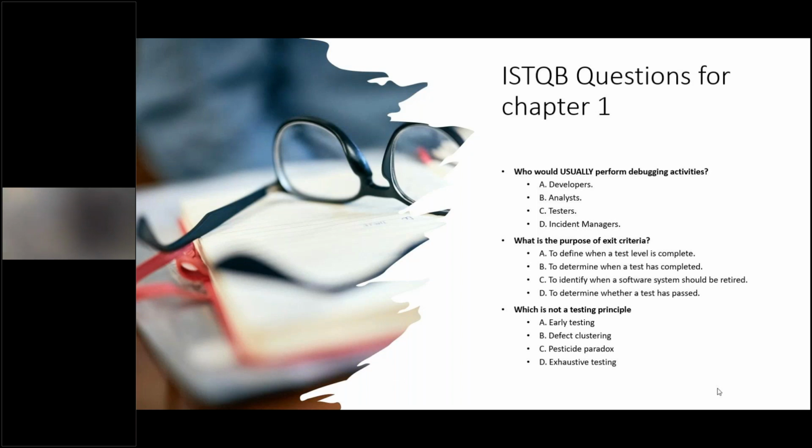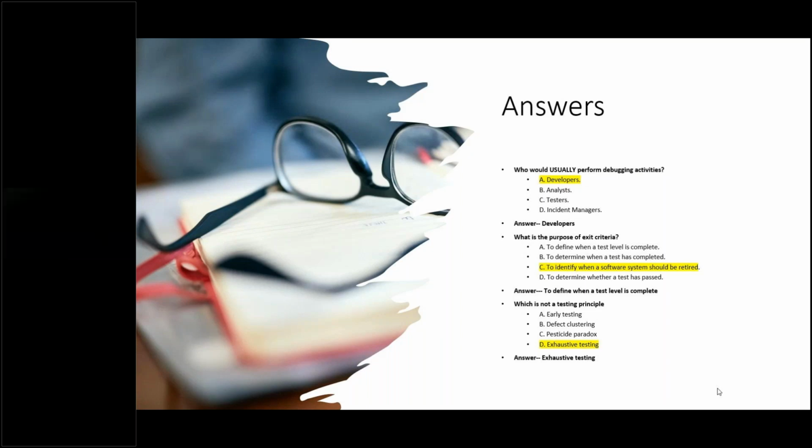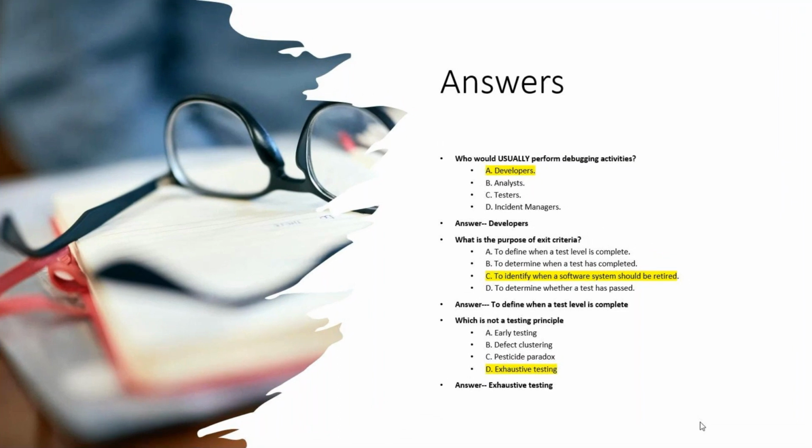Okay. So now we will see the answers. Who would usually perform the debugging activities? Only the developers will do the debugging activities. Testers will not do the debugging activities because developers have the code access. If you see a defect and show it to the developer, he goes and checks his code to see whether it is handling that particular issue or not. So that is the task of our developers.